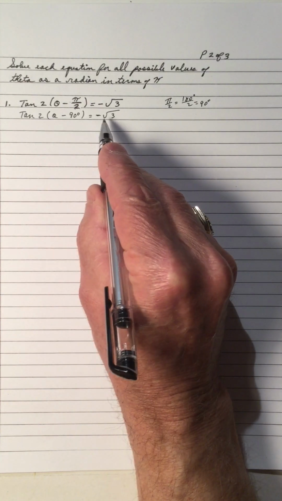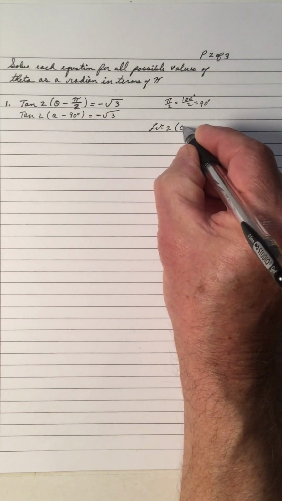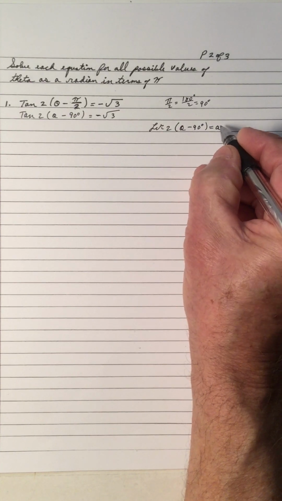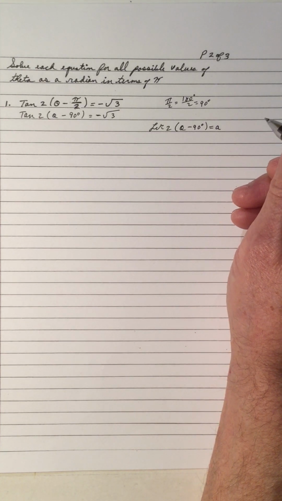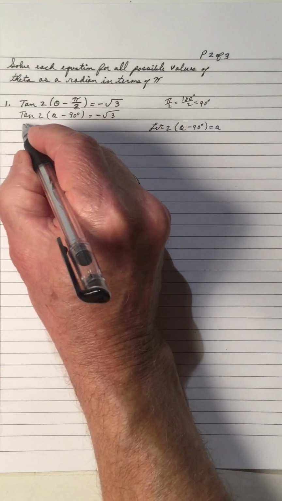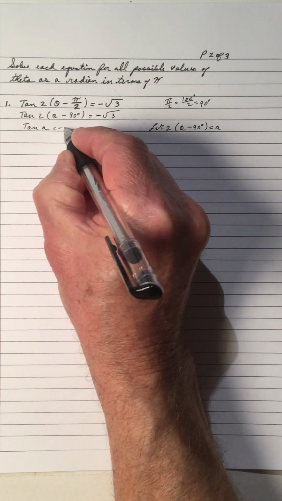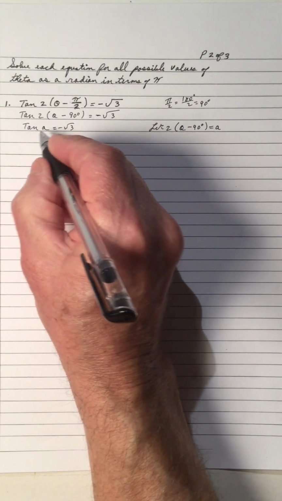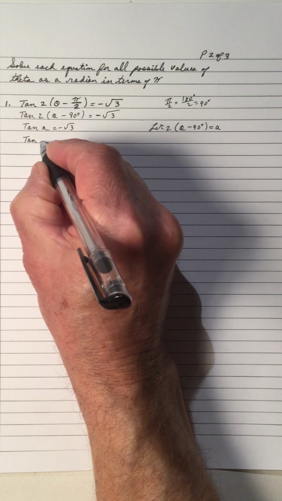So now I'm going to let 2 times theta minus 90 degrees equal A. Again, in trig 1, when I solved the trig equations, I let this angle equal A. So the tan of A equals negative root 3. My next step is to work on what we call the reference angle.